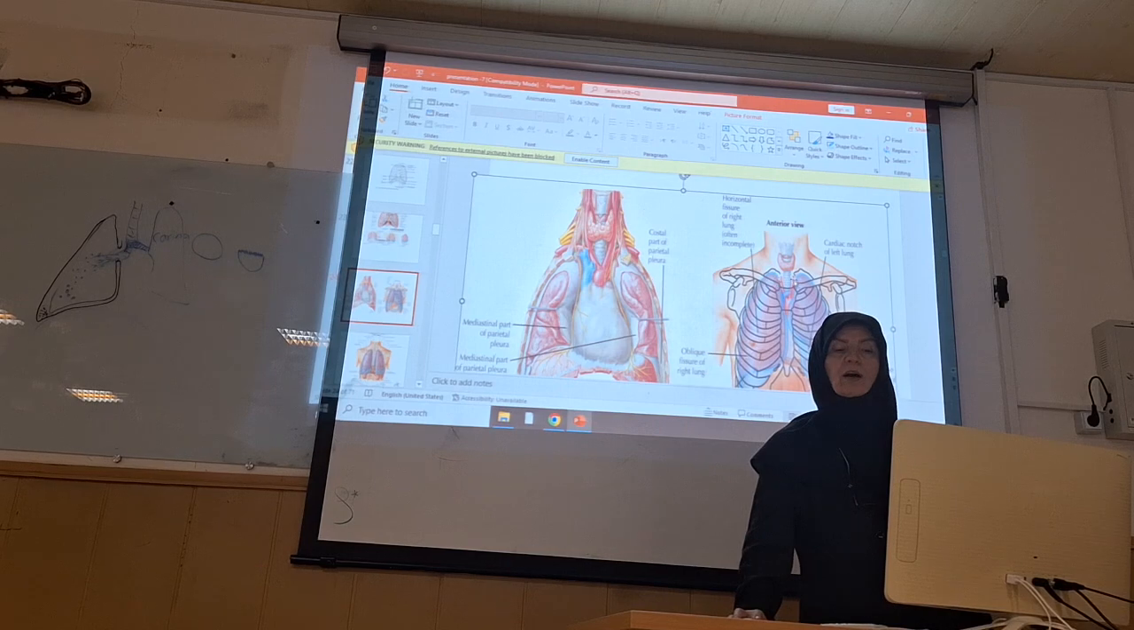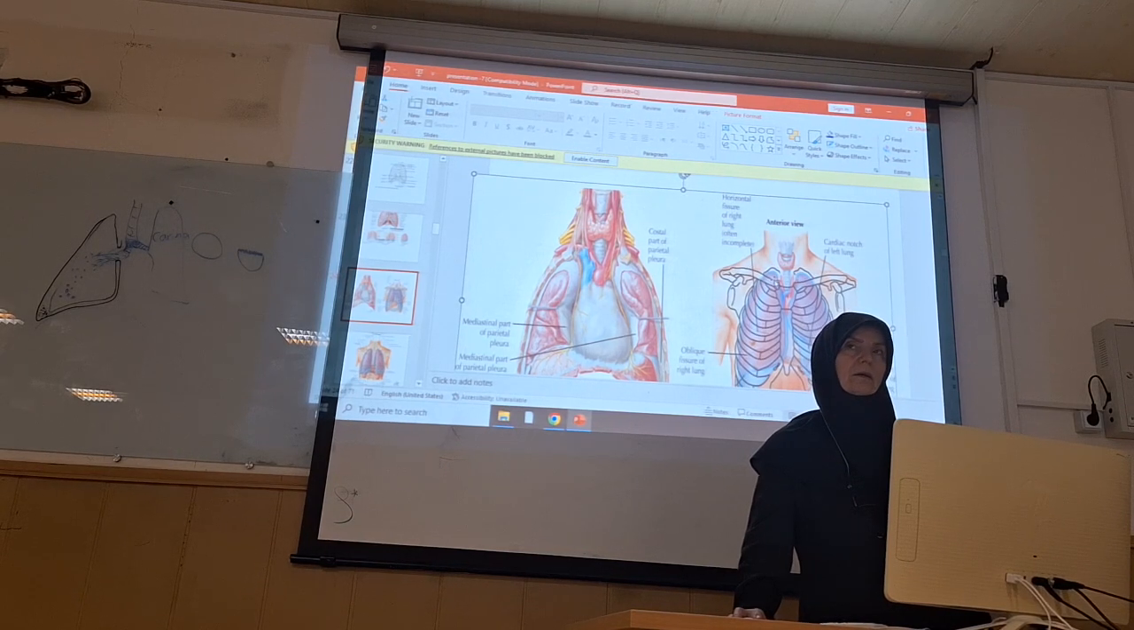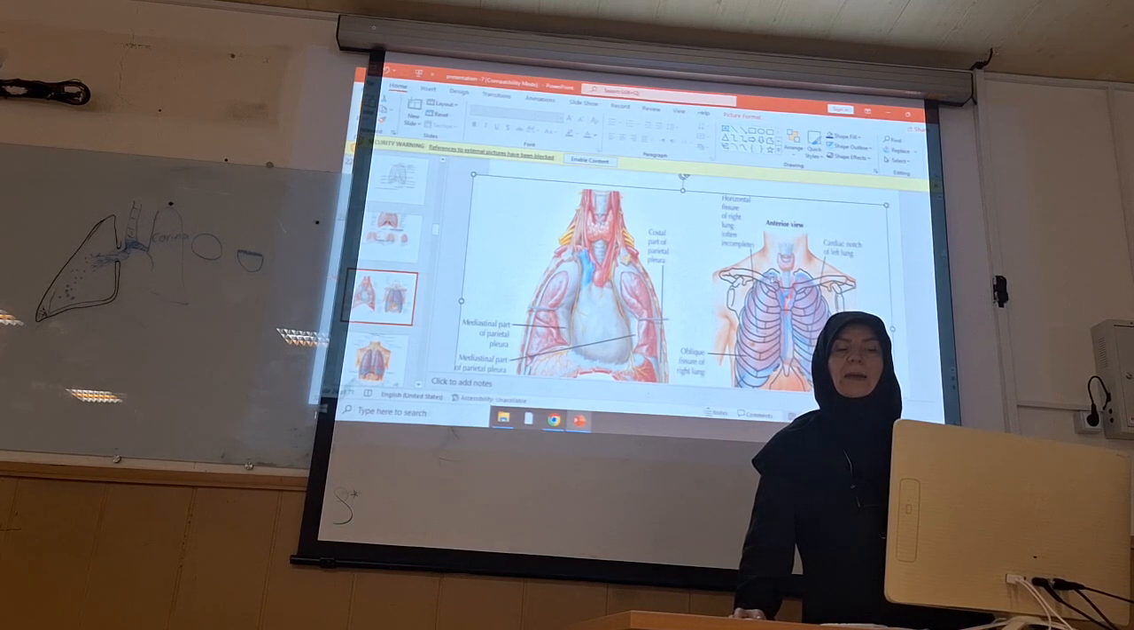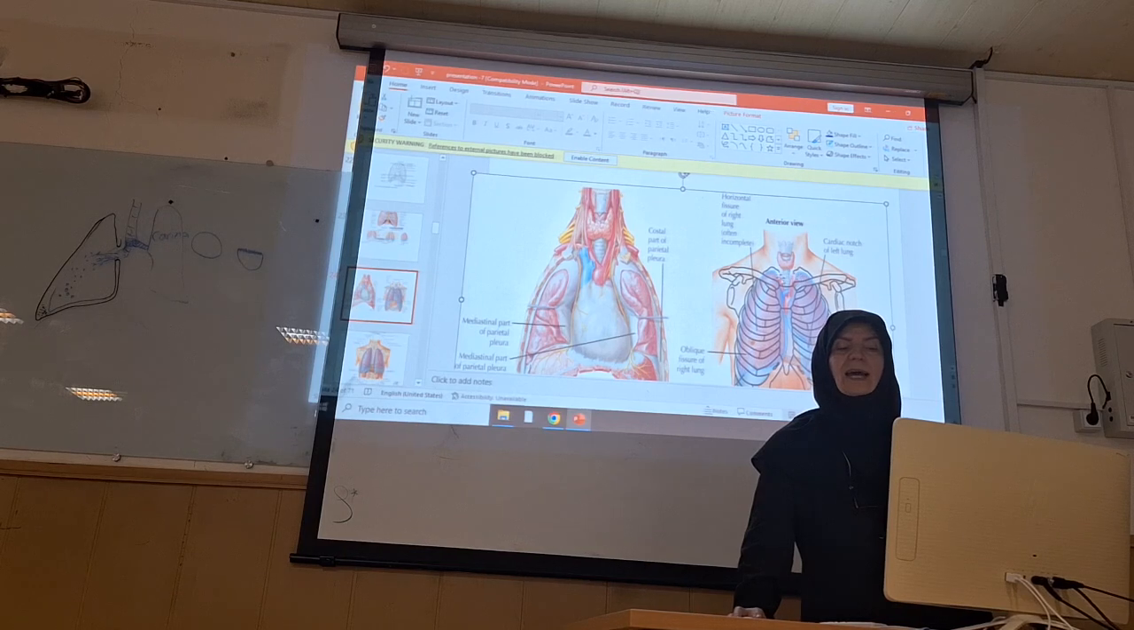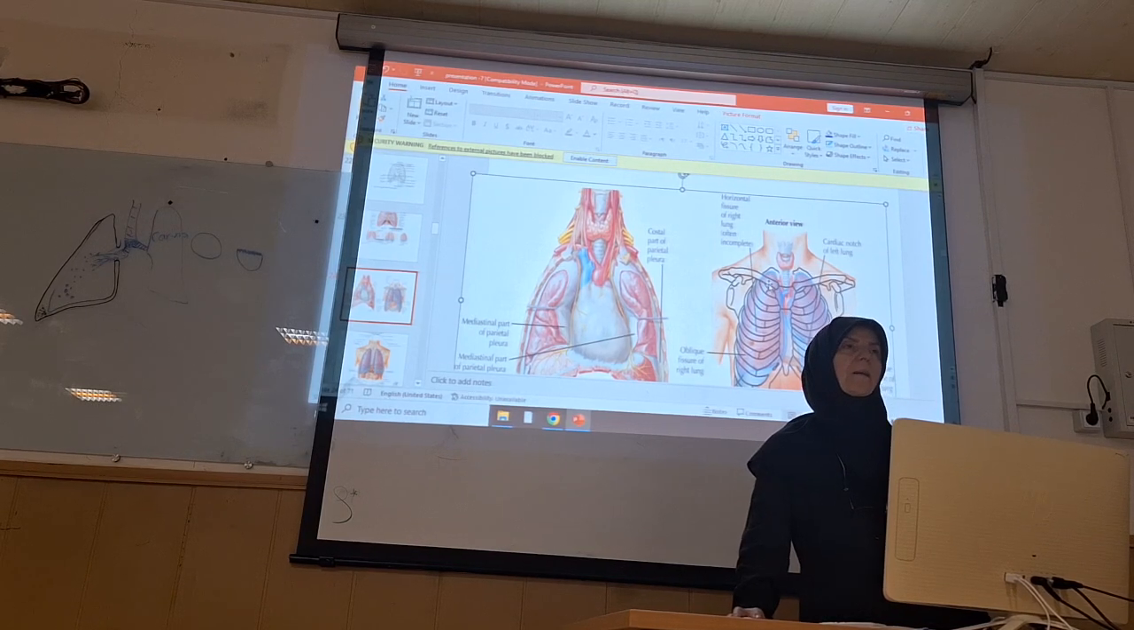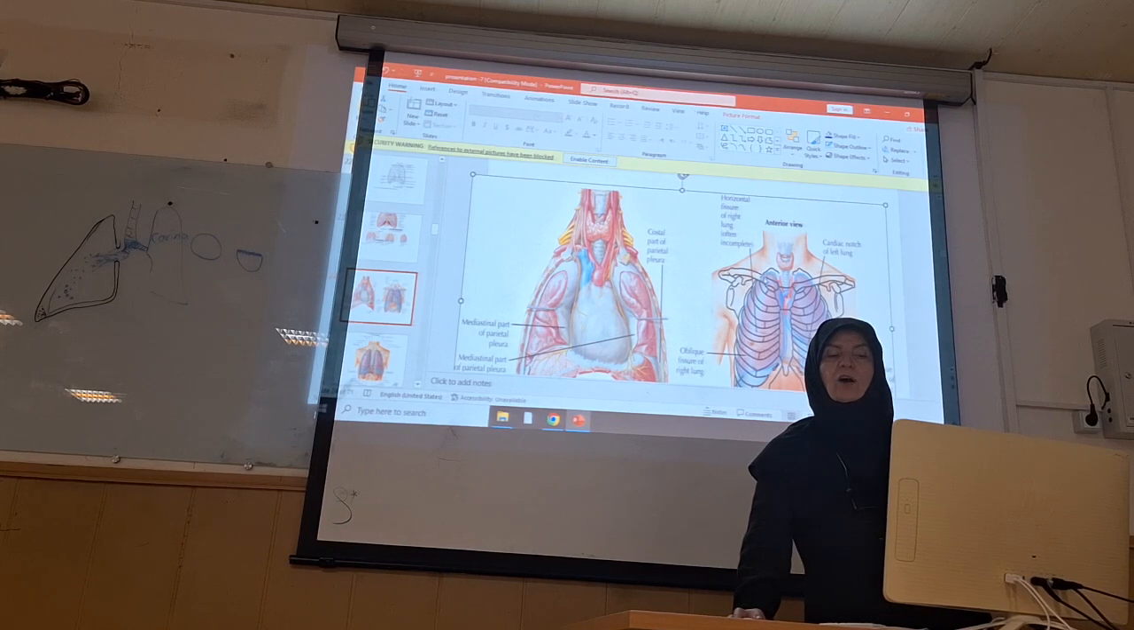Are you able to find any bone here? No. No. I told you the apex of the lung anteriorly never has any protection by bone, but posteriorly, yes. The posterior end of the first rib is going to protect it.